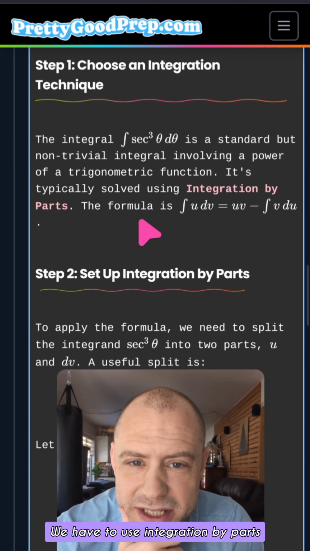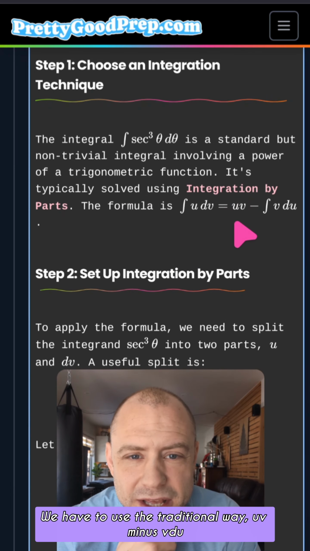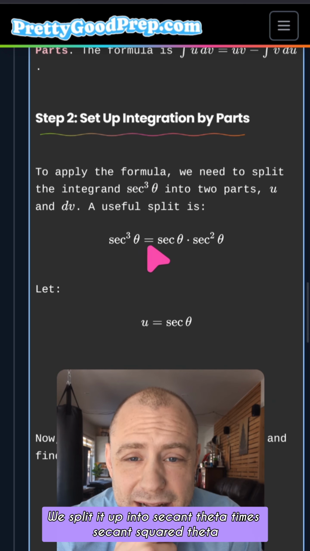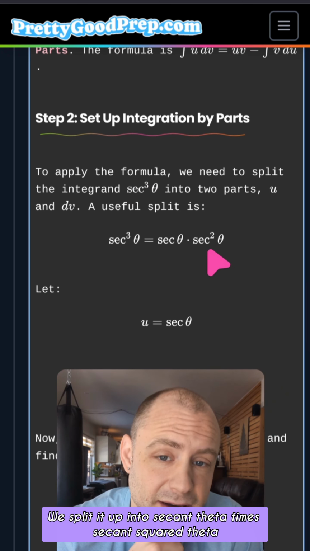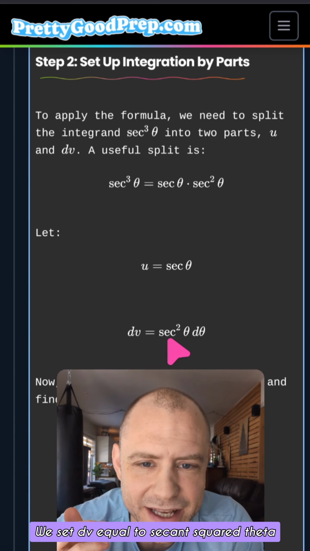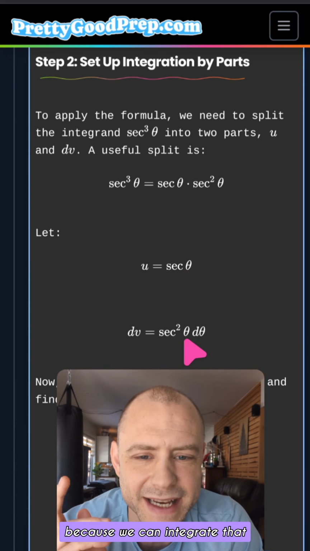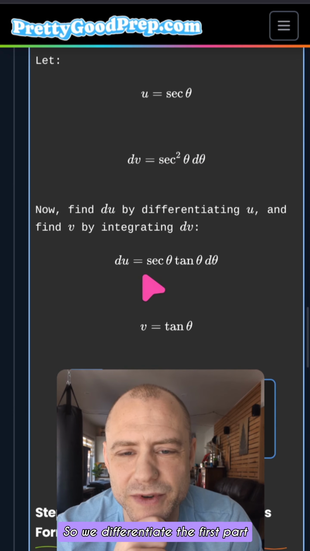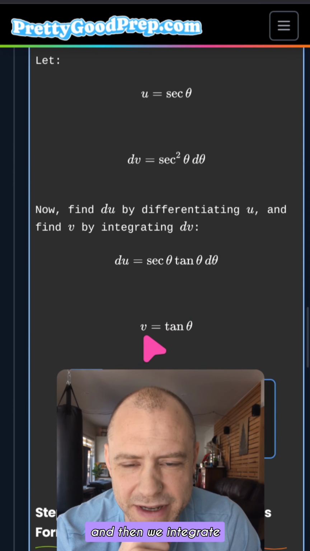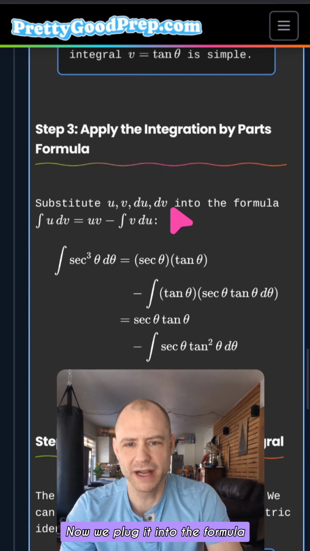We have to use integration by parts. We have to use the traditional way, uv minus integral of v du. So we look at how to set it up. We split it up into secant theta times secant squared theta. We set u to secant theta, we can derive that. We set dv equal to secant squared theta because we can integrate that. That's just tangent. So we differentiate the first part, we get secant theta tan theta, and then we integrate, which is tan theta here.